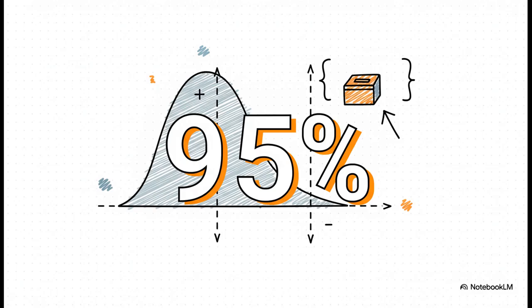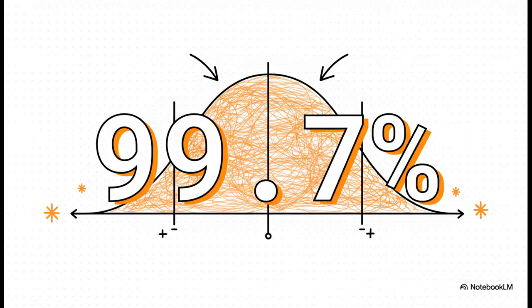This is the one you probably hear about the most. It's the foundation for things like confidence intervals and the margin of error you see in polls. And if you go all the way out to 3 standard deviations, you've pretty much accounted for everything, a staggering 99.7% of all the data. Anything outside of this range is considered extremely rare in a normal distribution.